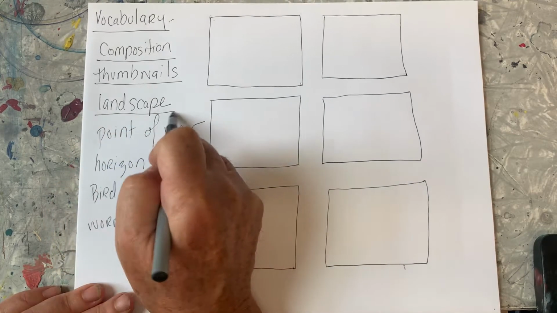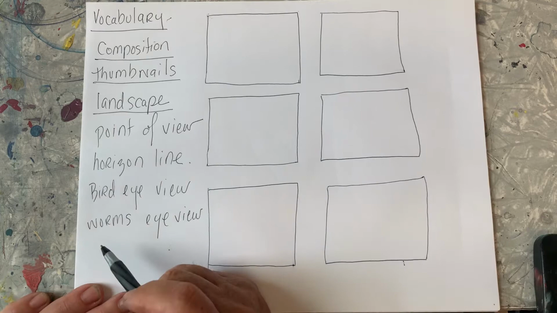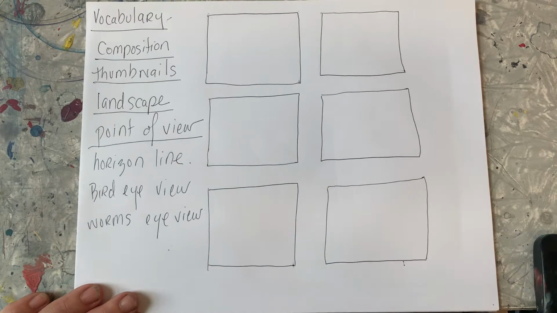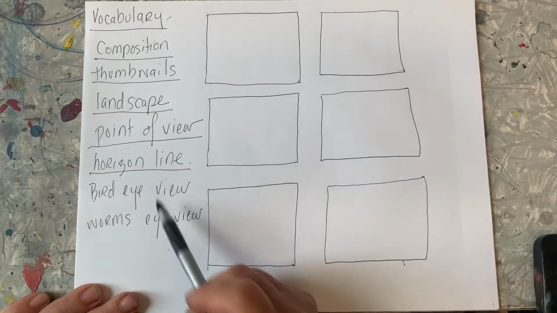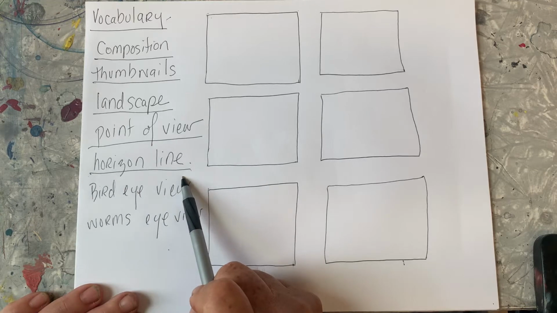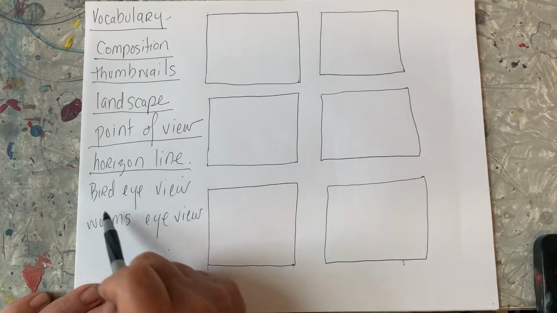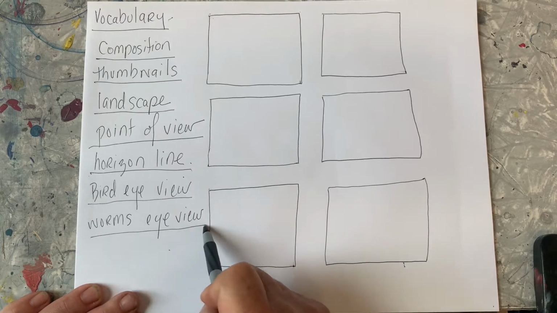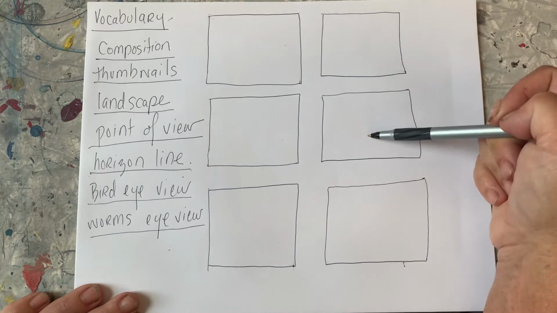And we're going to be working with landscape because it's nice out. And we're going to be going outside and drawing and painting what we see. So I want to talk about point of view. That is where you are in relationship to what you see. And then the horizon line. We all know what that is because we live here on Cape Cod, and when we are on the beach, it's that straight line where land meets sky or water meets sky. We're going to talk about the bird's eye view and how it moves to the worm's eye view. And I'm going to demonstrate that through these 6 thumbnail sketches.